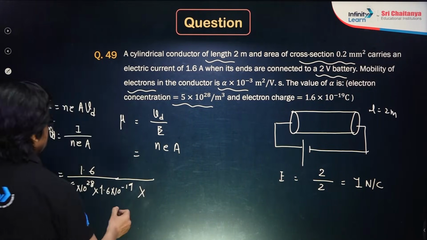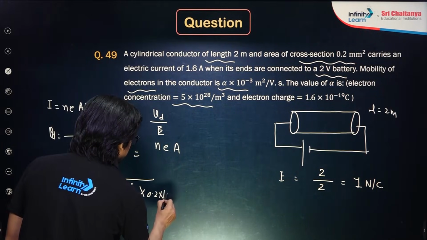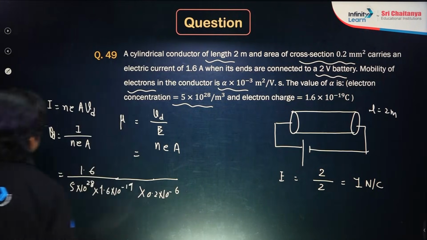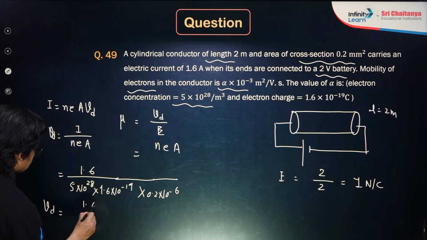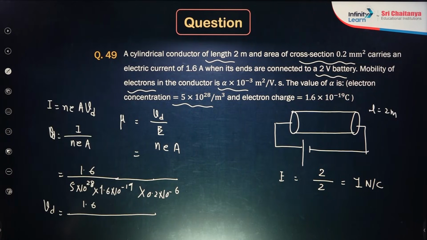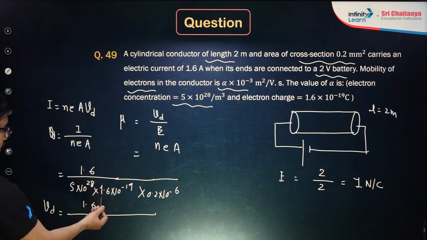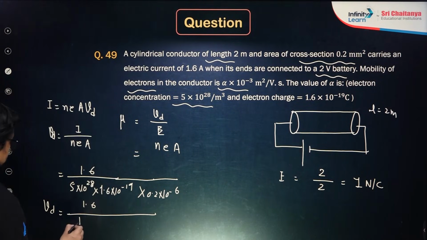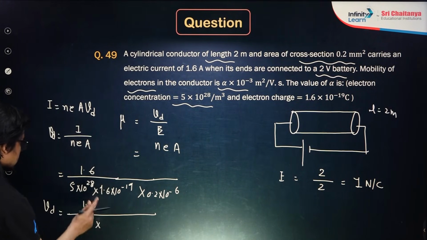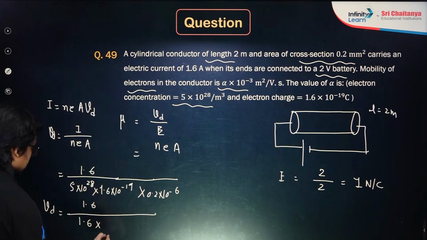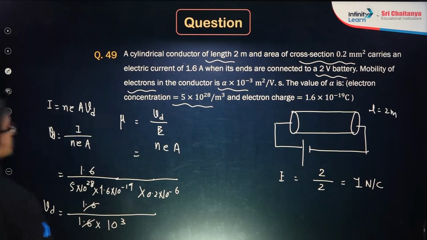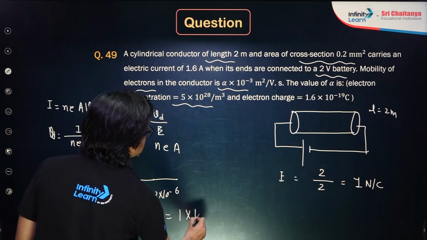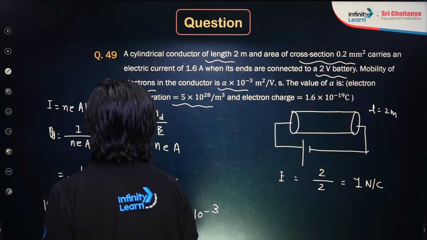Cross-sectional area, which is 0.2 into 10 raised to the power minus 6. If you calculate that, this Vd is equal to 1.6 divided by 5 into 1.6, that is 8. 8 into 0.2, that is 1.6. So 1.6 into 10 raised to the power 9 minus 6, that is 10 raised to the power 3. This is cancelled out. So it comes out to be 1 into 10 raised to the power minus 3. That is the value of Vd.